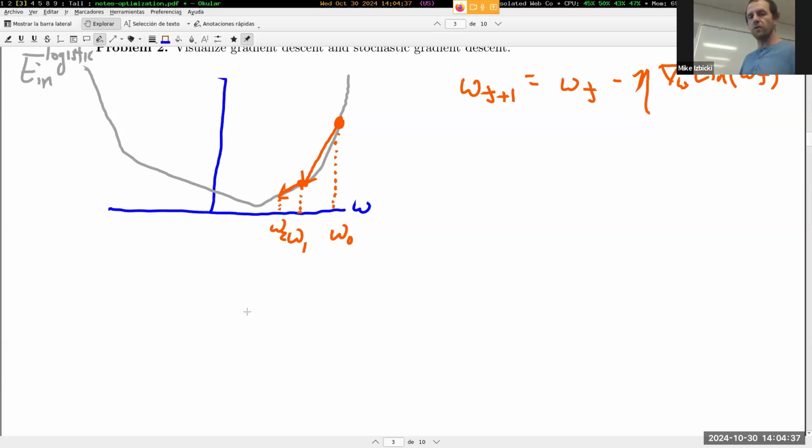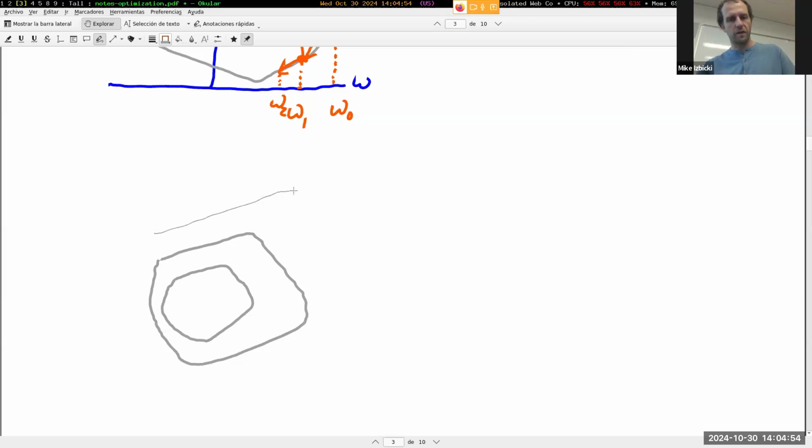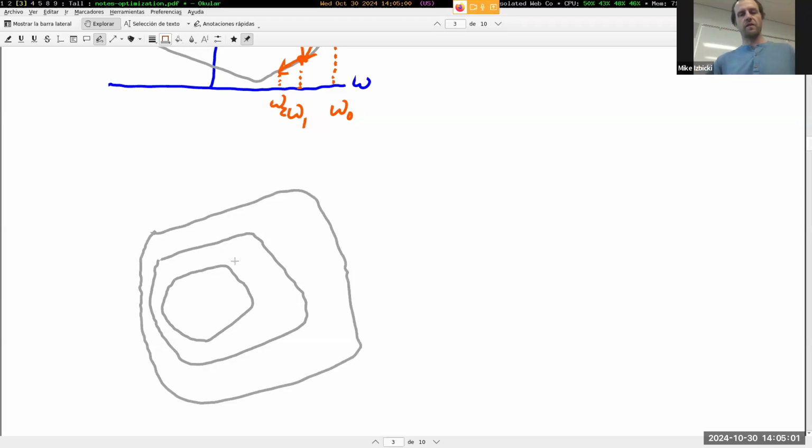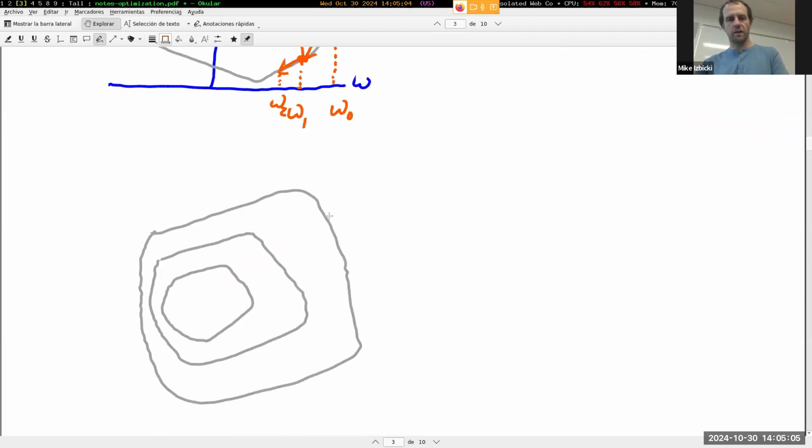Let's see, for the two-dimensional visualization, there won't be any axes that I will draw. We'll use gray right here. Instead, what I'll be drawing is a bunch of convex shapes that look like this. All of these contour lines are convex, and these are the contour lines of the E_in logistic right here.